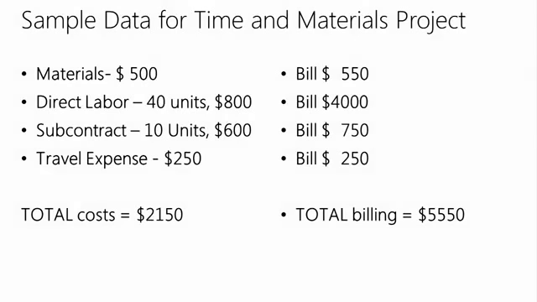But in this example for the time and materials project, we're going to study 4 different types of costs. Specifically, we'll have a materials example, we'll have a direct labor example, where we have units, and those units will be billed at a billing rate, and we'll have subcontracts, as well as travel expense. So at the end of the data workflow, we'll have costs of $21.50 on the project, but we'll have a billing of $55.50.